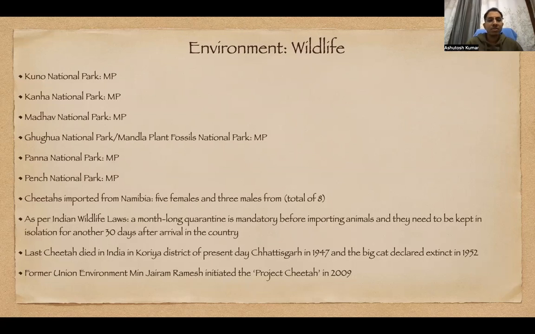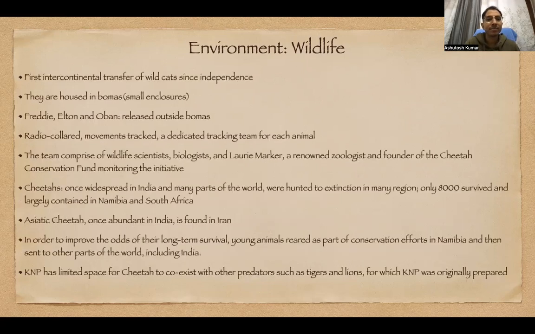Okay. So as for the cheetah, we should read the history about it. The last cheetah died in India in Korea district of present-day Chhattisgarh in 1947, and in 1952 it was declared extinct. Okay. And former Union Environment Minister Jairam Ramesh was the one who initiated Project Cheetah in 2009. Okay. So this one is the first intercontinental transfer of wildcats since independence. And they are housed in a boma, that is called a small enclosure. And Freddy, Elton, and Owen are the names of these cheetahs. They are released right now outside the bomas. Okay, so you can just read at least once.